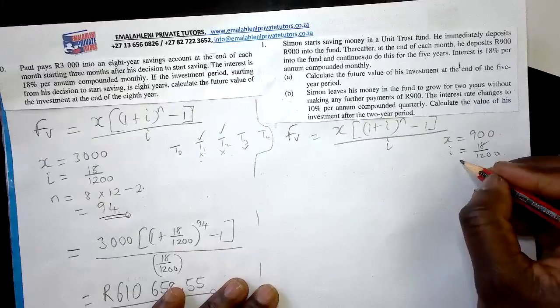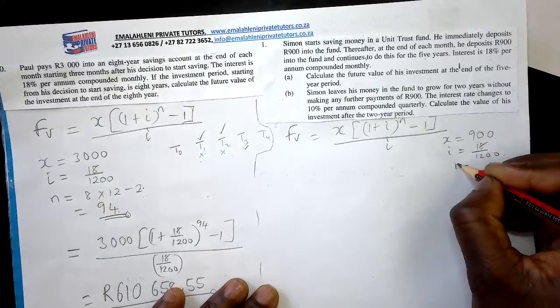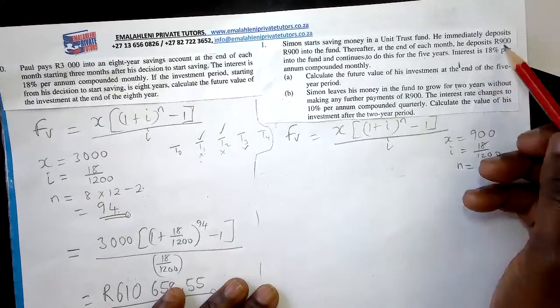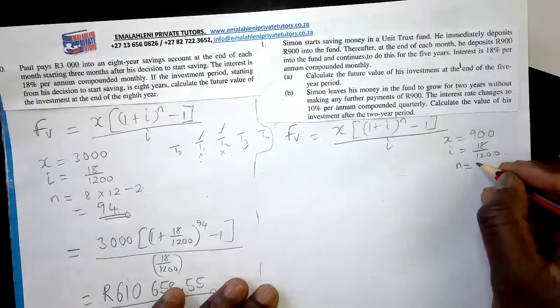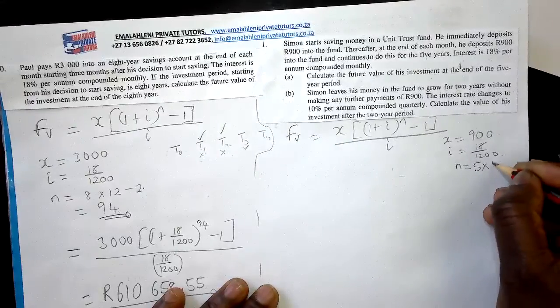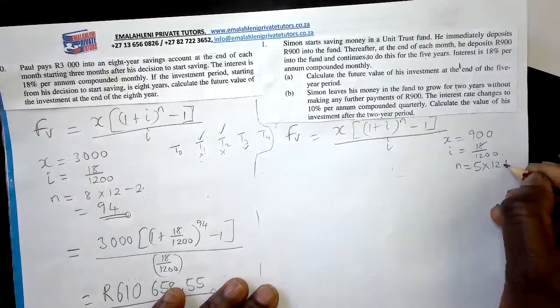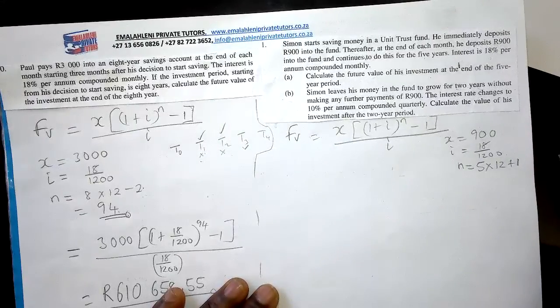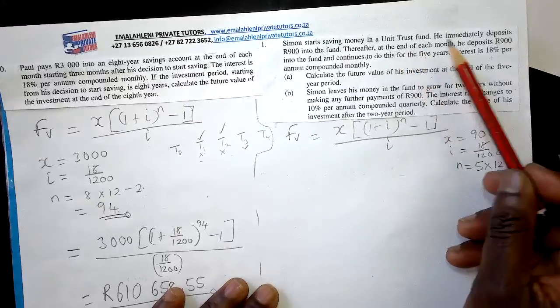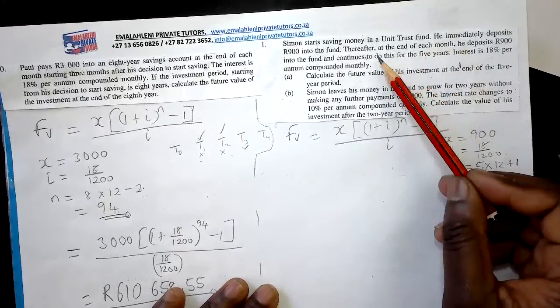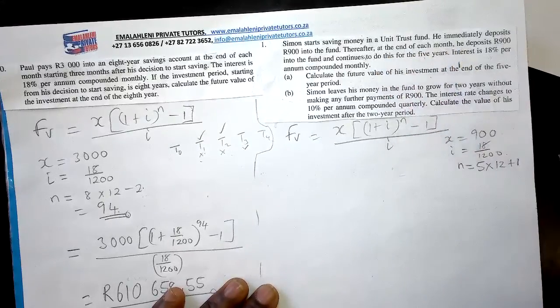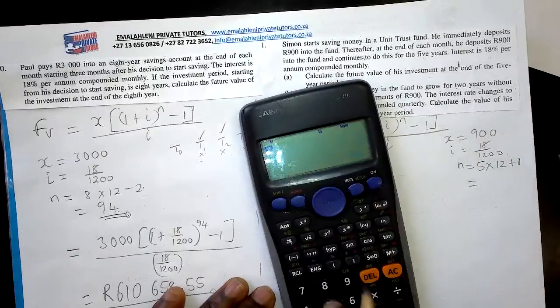then our n. Our n here, again, we are going to say, okay, how many years? 5 years. 5 times 12 plus what? Plus 1. Because we are told that he started to pay at the end of each month thereafter. Okay, the end of each month, he started depositing. Once we see that it's a red flag, 5 times 12 is 60 plus 1 is 61.